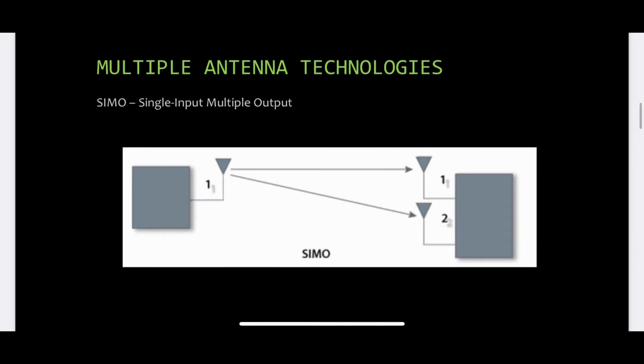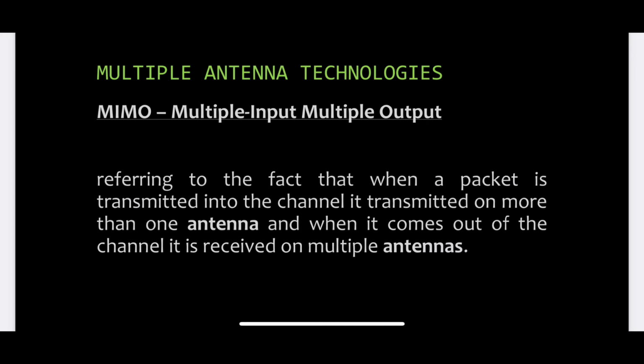SIMO is a system which would include some types of radios that use diversity combining at the receive end but still transmit over only a single antenna. While MIMO stands for multiple in, multiple out, referring to the fact that when a packet is transmitted into the channel, it is transmitted on more than one antenna, and when it comes out of the channel, it is received on multiple antennas. This is basically in contrast to SISO and SIMO.